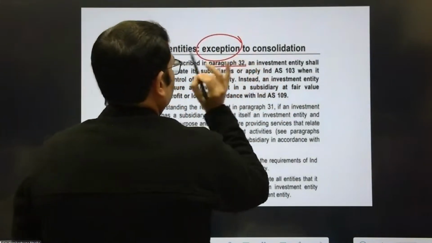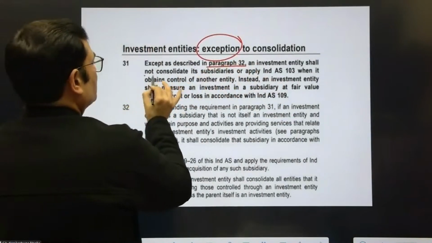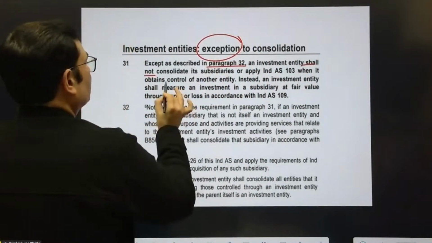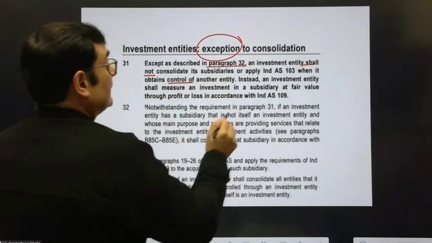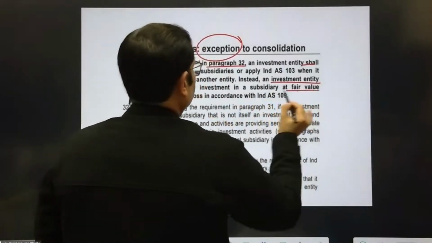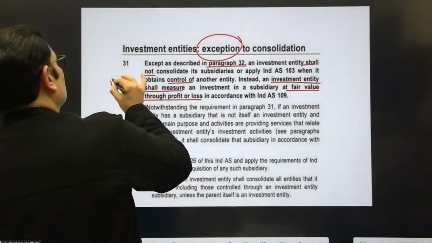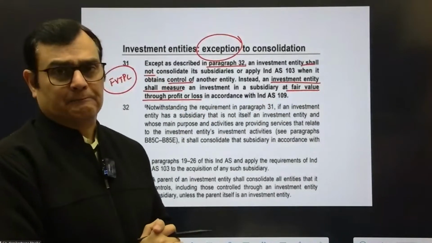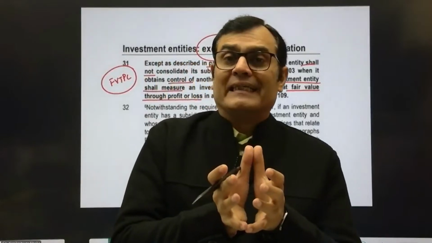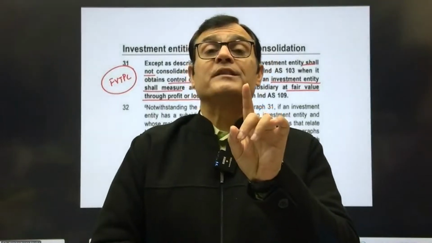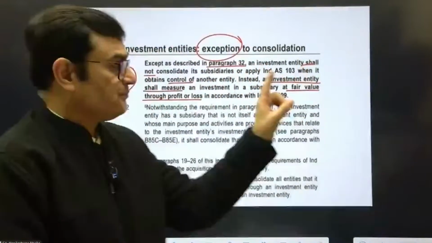Except as described in para 32, an investment entity shall not consolidate its subsidiary or apply IFRS 10 when it obtains control of another entity. Instead, an investment entity shall measure the investments in a subsidiary at fair value through profit and loss. So this company will measure its investments in subsidiary at FVTPL. An investment entity is mandated that you cannot consolidate the subsidiaries. You can only show those investments in your separate financial statements at FVTPL, not even at cost.